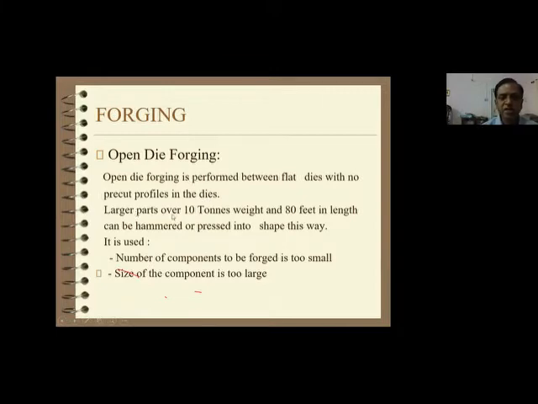Larger parts, normally 10 ton and above, and very long lengths like 80 feet, 90 feet, which normally cannot be forged in closed die operation, are forged in the open die process. Normally it is used for components which are small in quantity. Where the quantity is small, it is not worthwhile to go for die preparation because it is a very costly affair. So for small quantities and very big sections, open die forging is selected. For example, the size is very big for the sugar industry or cement industry, where very big shafts are required. Those are generally open forged.